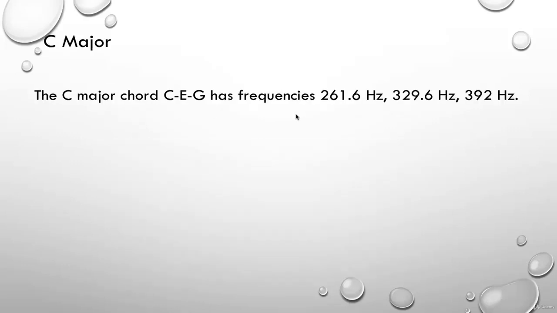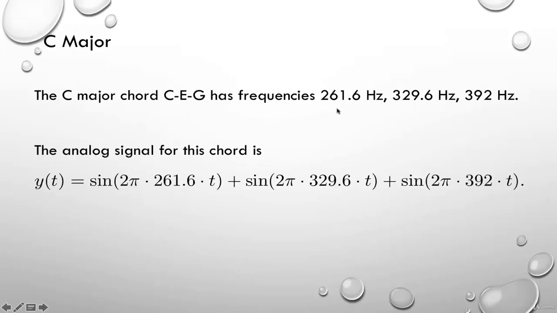The C major chord has 3 different notes, C, E, and G, and these are their frequencies. So I can represent it using this function. You basically add up the three functions together, and then you get that C major chord. Again, here are the 3 frequencies of C, E, and G.